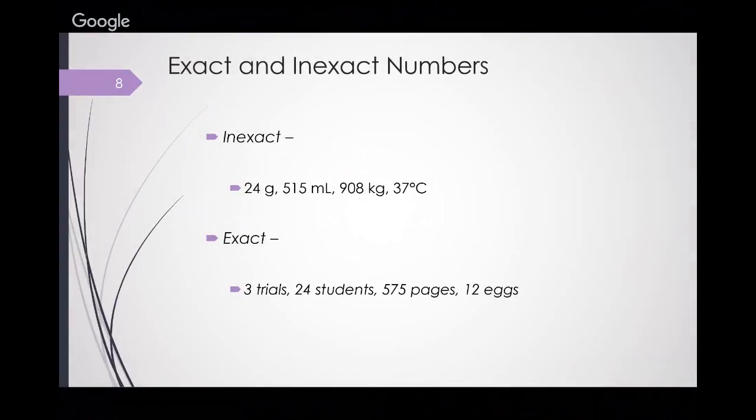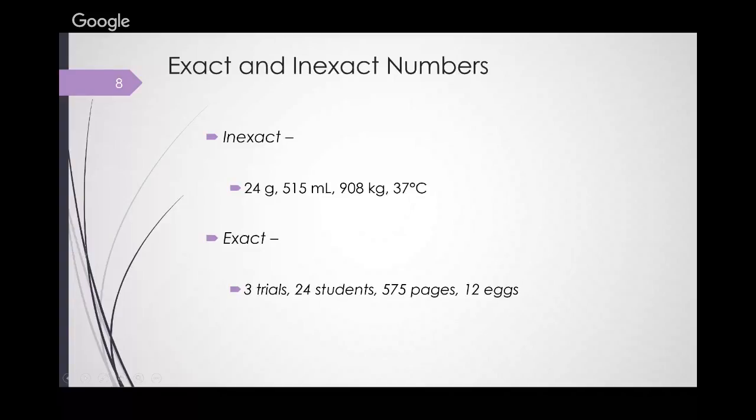So there are 2 types of numbers that we're going to talk about because that helps us to determine significant figures. Inexact numbers are things that have been measured with a meter stick or a thermometer or a balance. Anything that you can measure is going to be an inexact number because we know that the last digit was approximated, has uncertainty associated with it based on the measuring device. Exact numbers are counting numbers: pages in your book, students in the class, number of trials. Exact numbers have an infinite number of significant figures.